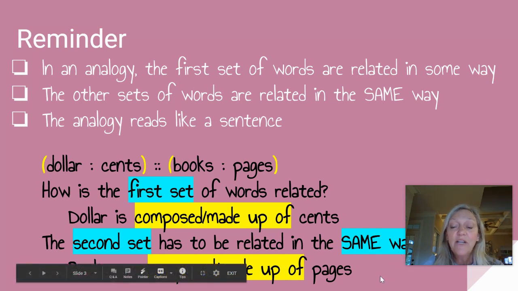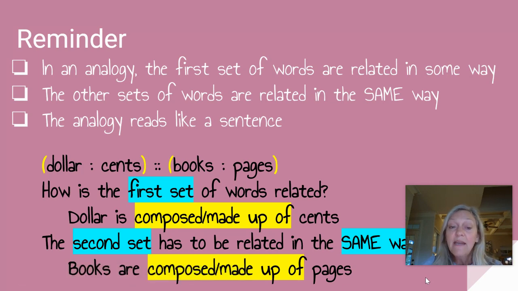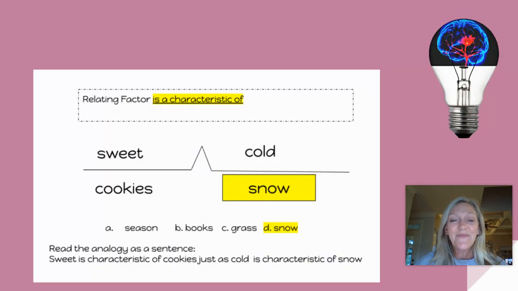So let's look at this. We've got dollar and cents, and those are a set of words, and books and pages are a set of words. How is that first set of words related? Dollar is composed or made up of cents. The second set has to be related in the same way. Books are composed or made up of pages.